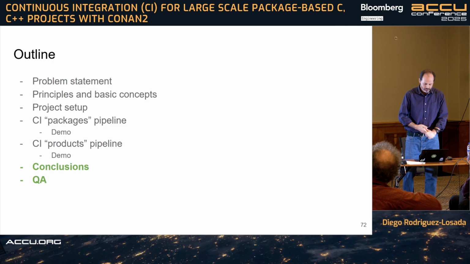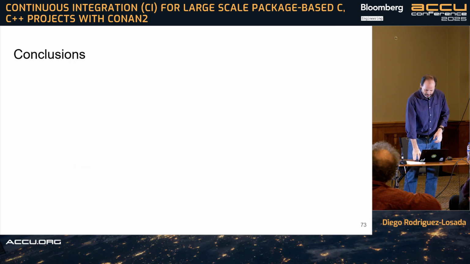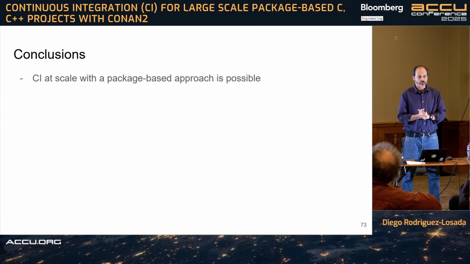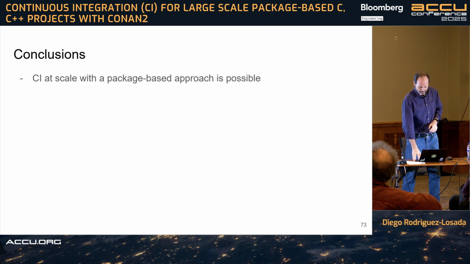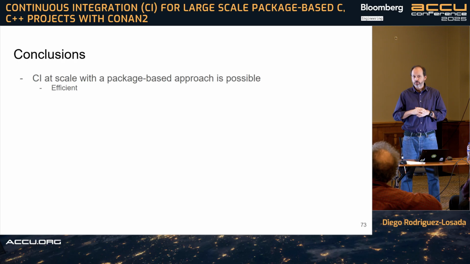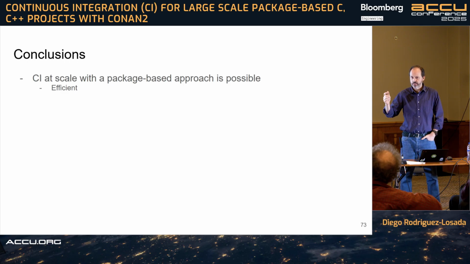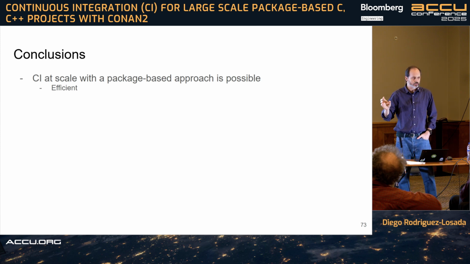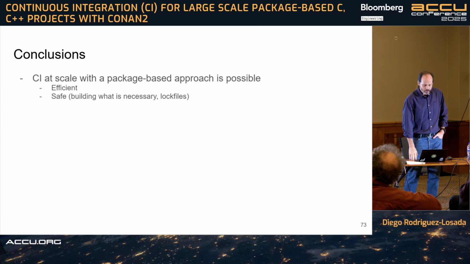Okay, so time to finish some conclusions. In this talk, I've shown that CI at scale with a package-based approach is possible, right? Not only possible, but it's possible to do in an efficient way. We have shown that it's perfectly fine not to rebuild the world again and again just because we have a package-based, a component-based approach, which many people are just throwing CI resources just to rebuilding again everything just to make sure. It's not necessary. You can just build what needs to be built and reuse all the previous compilations, the previous binaries, and be way more efficient.